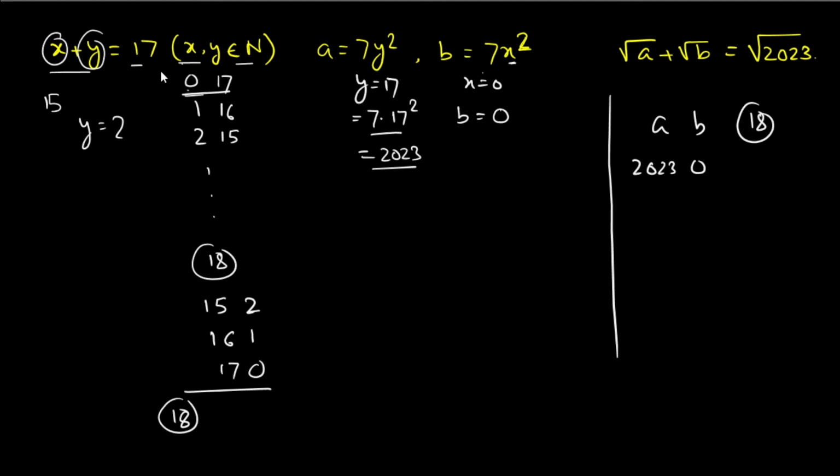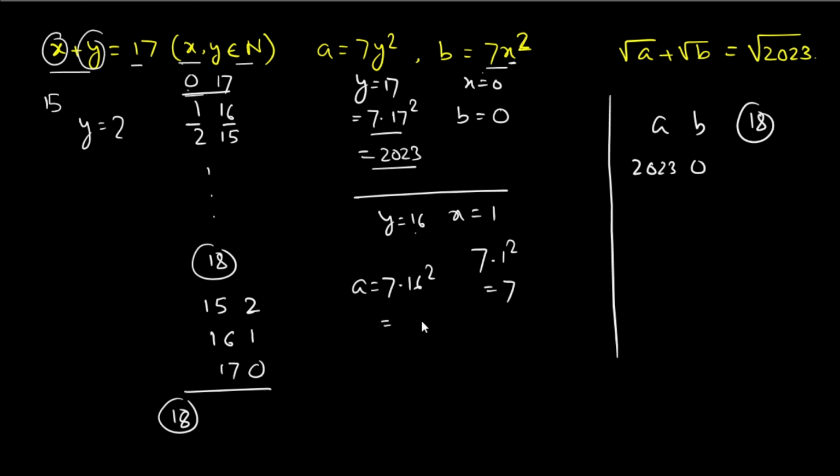Now if we put the value of x as 1 and y as 16, then b will be 7 multiplied by 1 squared, that will be 7 only. Now the value of a will be 7 multiplied by 16 squared. 16 squared is 256, multiplied by 7. And the multiplication of 7 times 256 will be 1792. So here the values of a and b will be 1792 and b is 7.